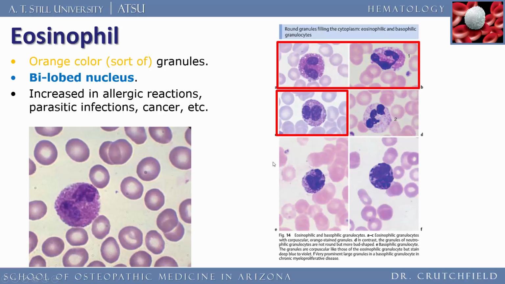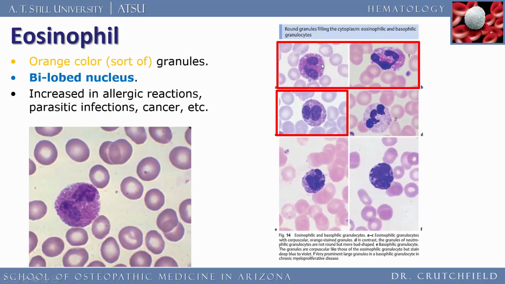The nice thing is that as a surgeon, I would never have to look at a peripheral smear and tell you any of this. Here in F, very prominent large granules. Yeah, you can see those. Those are some pretty big granules in a basophilic granulocyte, in someone who has chronic myeloproliferative disease. So this guy here with these big giant granules in that large cell, that's not normal. This one's normal, that one's not normal.